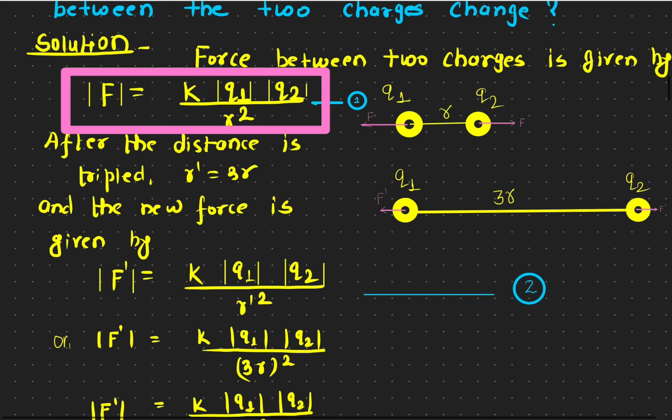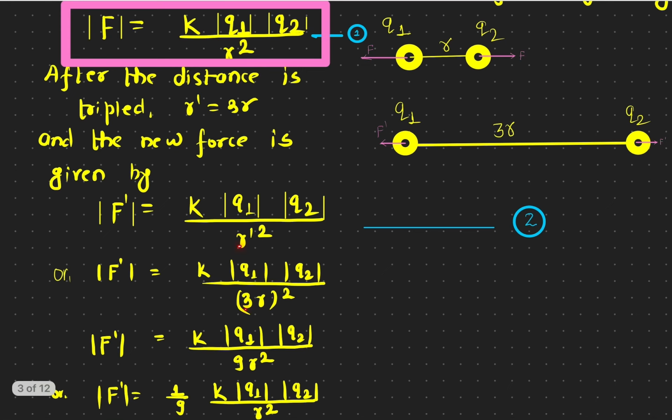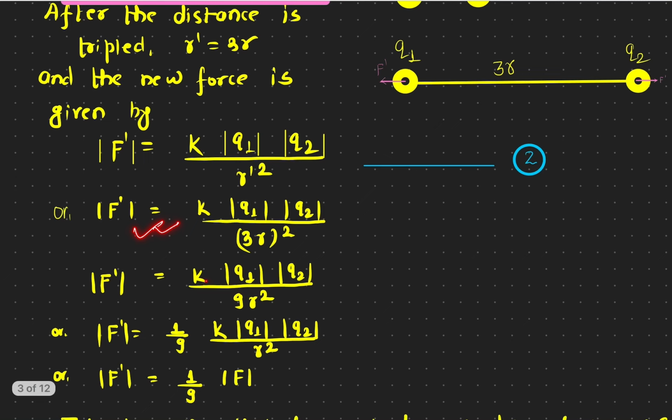So the F prime in this case can also be given by Coulomb's law. So in this case, we'll have K, Q1, Q2, and the square of the distance. In this case, it is r prime, and r prime is 3r. So I'm simply going to solve this one. K, Q1, Q2, over 3 squared. 3 squared is 9, and then r squared. And I can take this constant out here, 1 over 9. Then I will have K, Q1, Q2, over r squared.